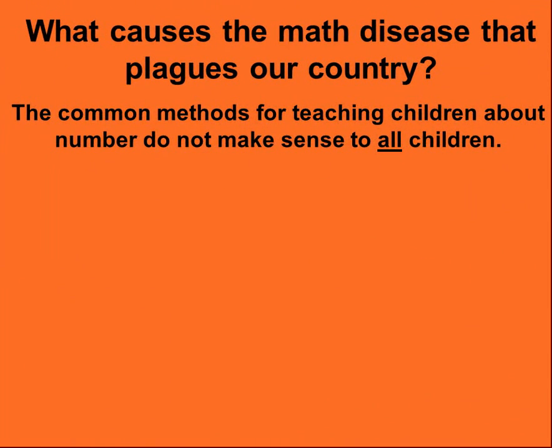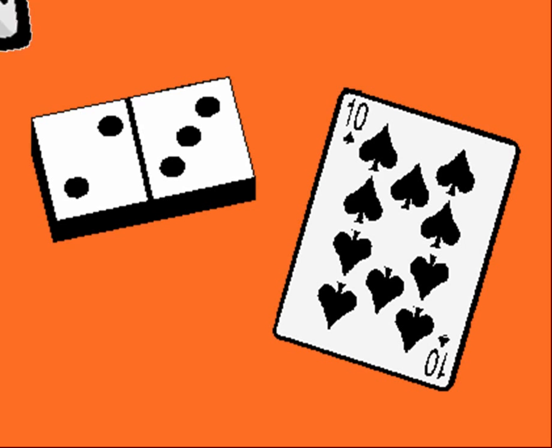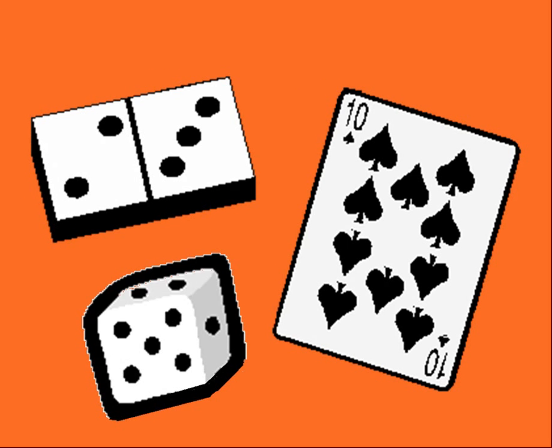What causes the math disease that plagues our country? The common methods for teaching children about number do not make sense to all children. Let's look at some of those. Children have their fingers. They are taught to count on their fingers. Dominoes, playing cards, and dice are used for math games.